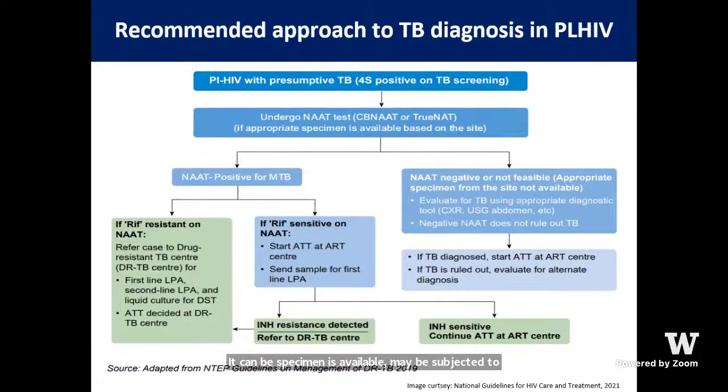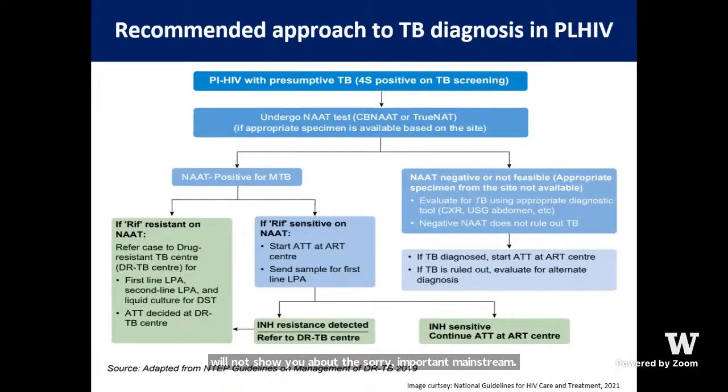So whatever the thing is, the first thing is that NAT. So NAT is positive, means RIF sensitive or resistance. RIF sensitive means it is a drug sensitive TB. Only thing is that CBNAAT will not show you about the INH resistance, because INH is a very important mainstay in the treatment of TB. So INH resistance will show.